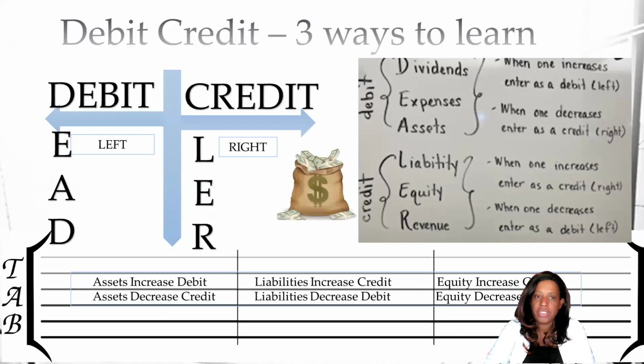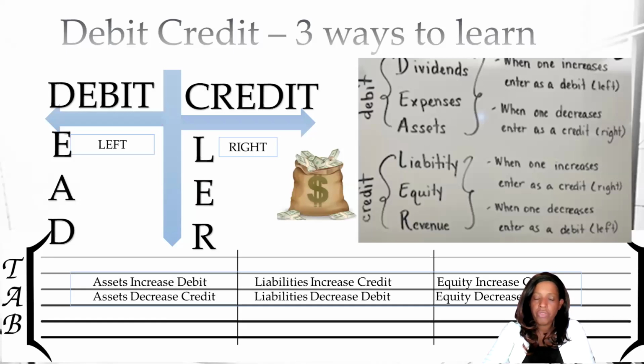You can learn debits and credits different ways. Again, debit and credit. This one looks more like an art person, with little arrows drawn. Then, debits are on the left, credits are on the right. This should be dead clear.